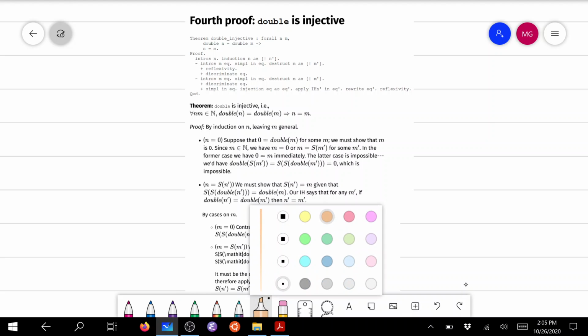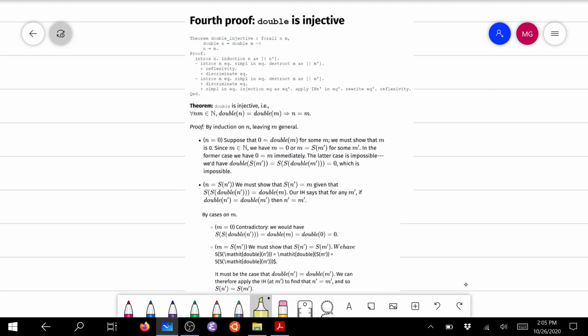Proof 4 of 5, we're nearly there, folks. Let's talk about double injective.